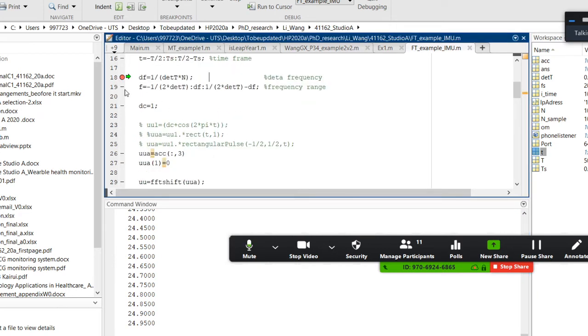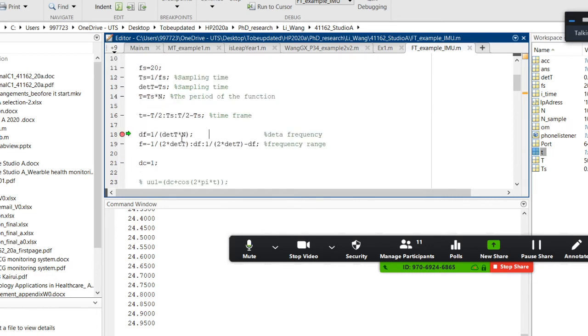Then you can calculate f, because when you draw the frequency analysis, you also need a frequency axis scale. So in that case, f is from minus half fs. Half fs is called the Nyquist frequency. If your sampling rate is, for example, 20 hertz, you can only measure frequencies less than 10 hertz. The 10 hertz is half of the sampling frequency. This is called the Nyquist frequency.